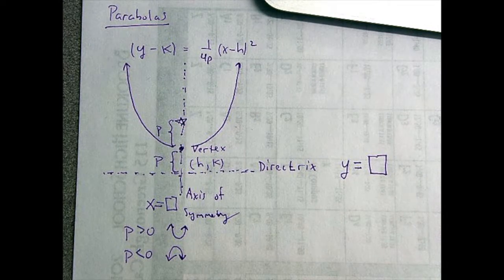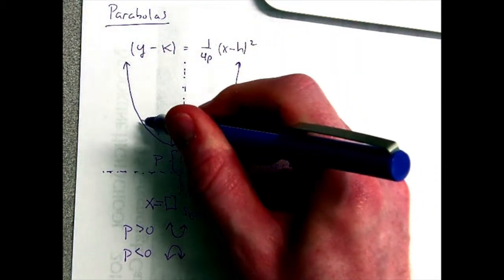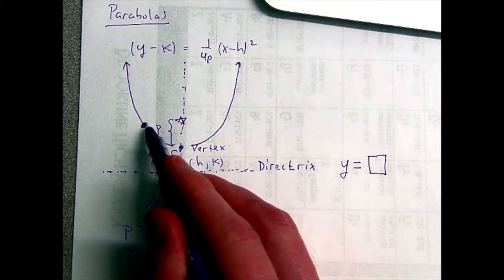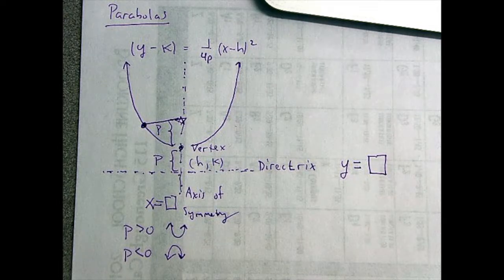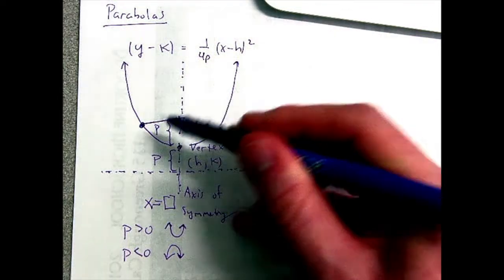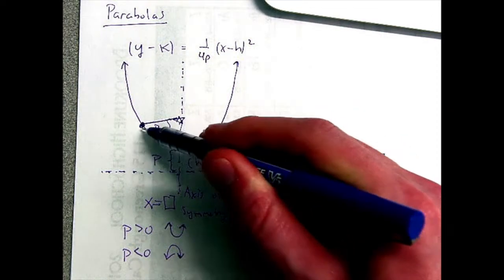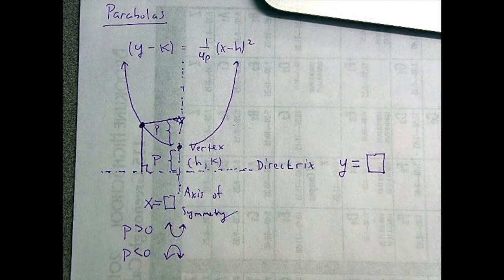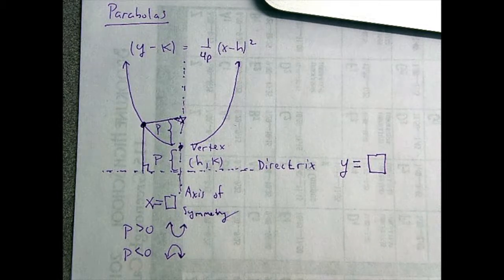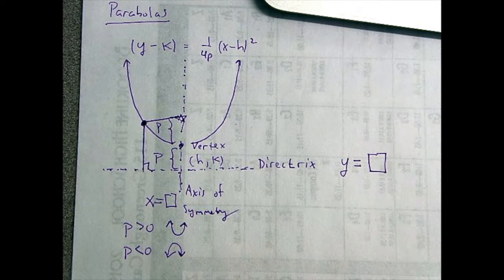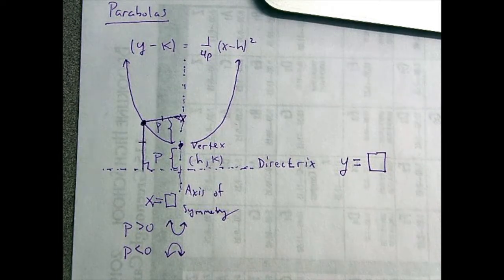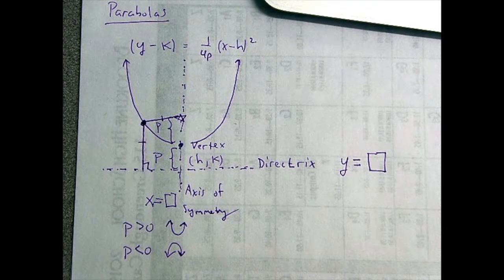If you pick any point on the parabola, say this one right here, look at the distance from this point to the focus. That would be the length of this line right here. Look at the distance from this point to the directrix. That would be the length of this line right here, and it would be perpendicular to the directrix. Now, I didn't draw this parabola perfectly, obviously, but if I had, then you would see that these two line segments are congruent. They have the same length.